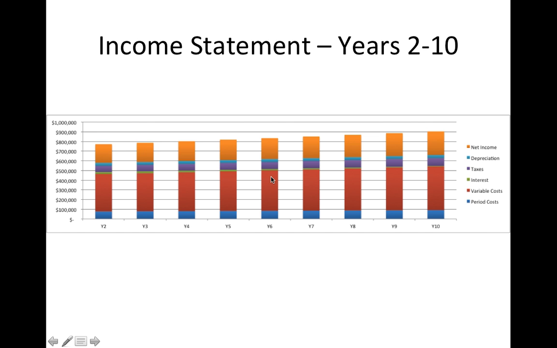By the time you get to years 2 through 10, instead of monthlies, you're talking annuals. And so what you're really just seeing is the steady growth in the revenues. So that's the total bar. By year 7, we're looking at about $780,000 a year in revenue. By year 10, we're up to about $800,000 a year in revenue.